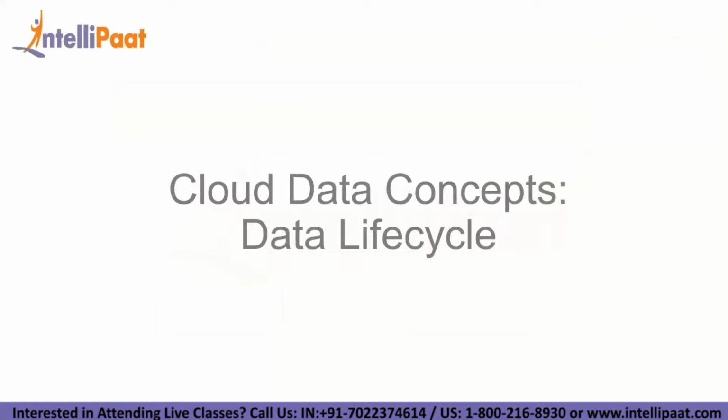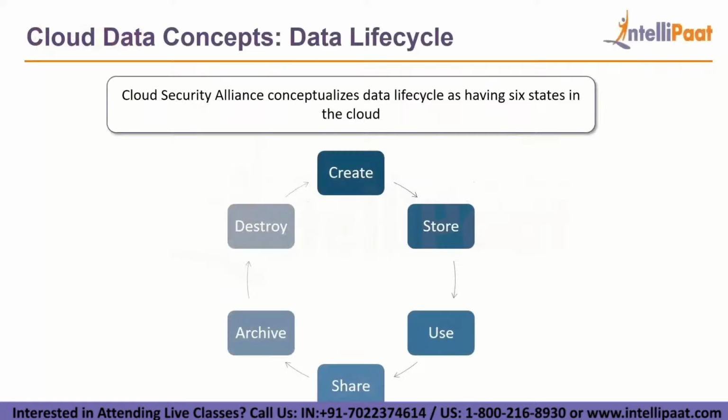The first one is the data lifecycle. The Cloud Security Alliance conceptualizes data lifecycle as having 6 states in the cloud. Obviously, there are many other organizations that may describe cloud data as having multiple stages. Some would have 5 stages, some would have 7 stages, and anything in between. The point here is that the Cloud Security Alliance has created these 6 steps so that it's easy for you to determine policies for data security in each one of them.